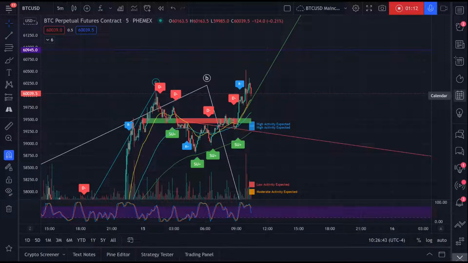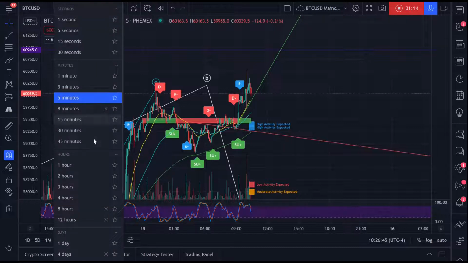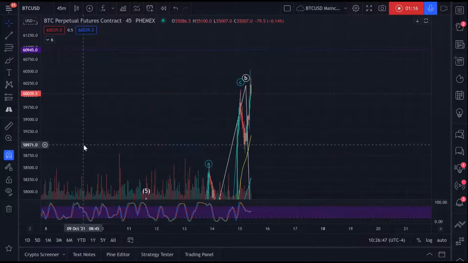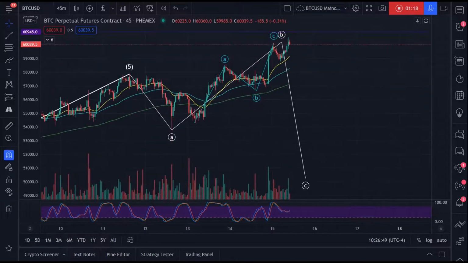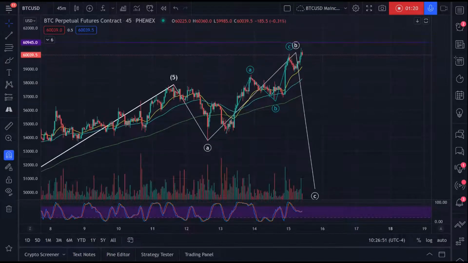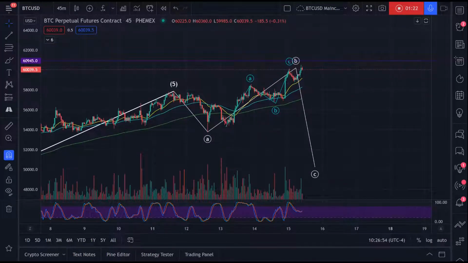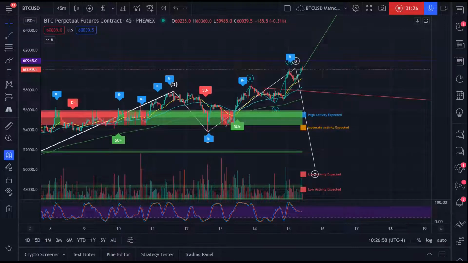And how do we know that? Let's zoom out really quickly. Let's go on to the 45-minute time frame. I like that as a shorter time frame that allows you to zoom out as well. Okay, and we see clearly, let me turn off this Vital Algo indicator.